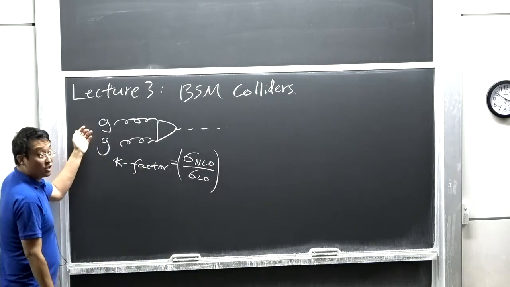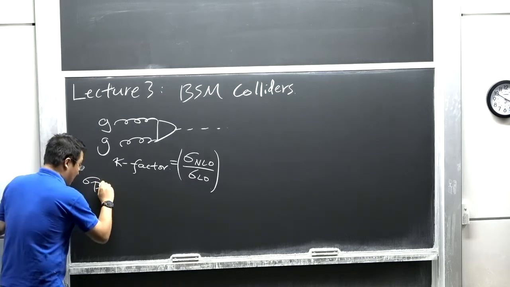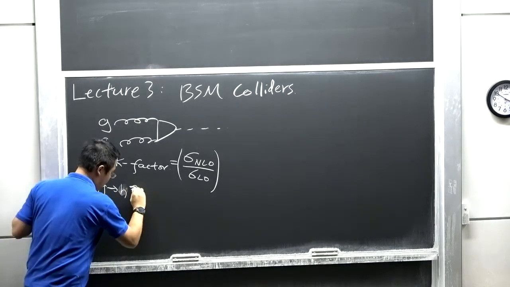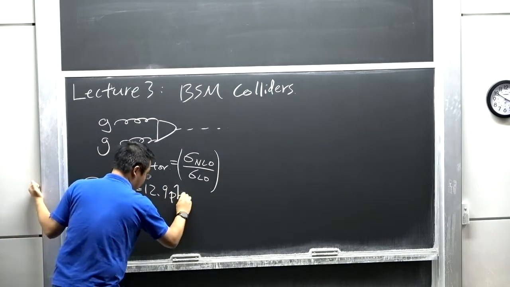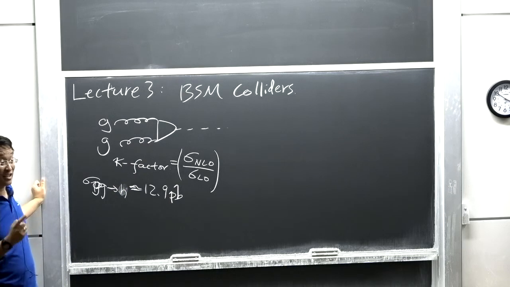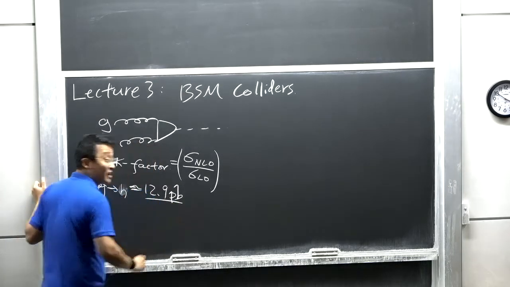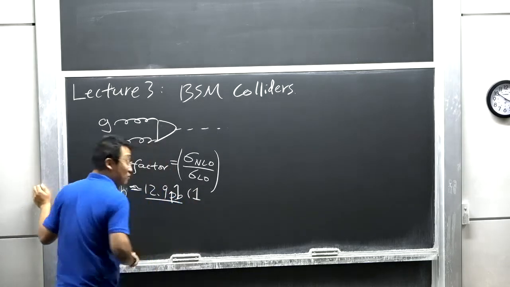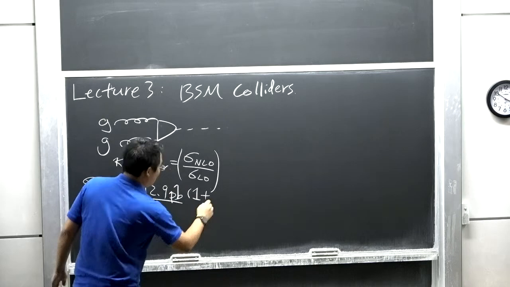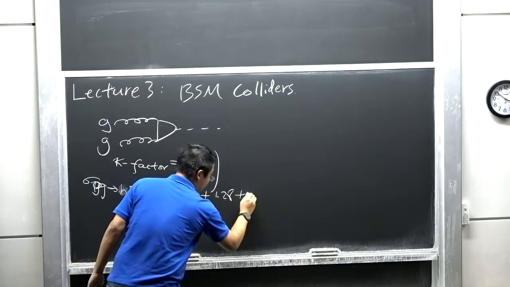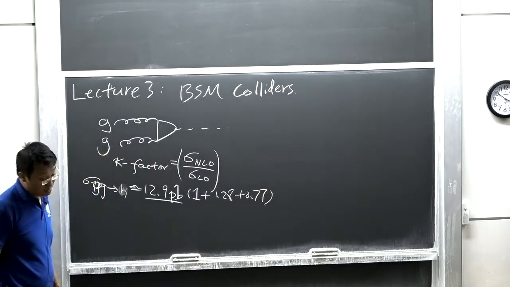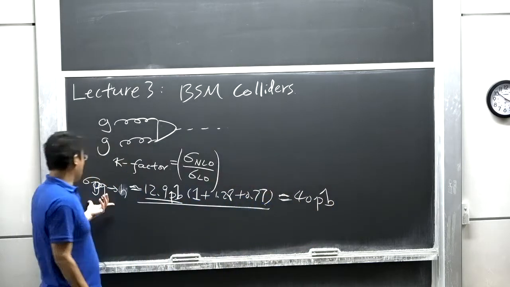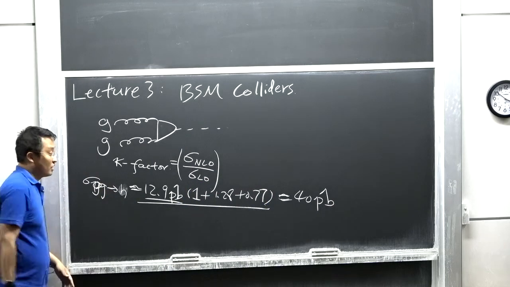Just to give you a sense of the gluon-gluon fusion Higgs rate, okay? The gluon-gluon Higgs rate is approximately 12.9 picobarn. It's different from what I wrote on the first lecture. I said the Higgs production rate is 50 picobarn, right? That's because 12.9 was the leading order cross section from this one-loop diagram. But one can multiply by one plus 1.28 for the next to leading order, plus 0.77 from the next to next to leading order. This is the Higgs cross section, roughly around 40 picobarn from gluon fusion, inclusively, with also initial state radiation, et cetera.